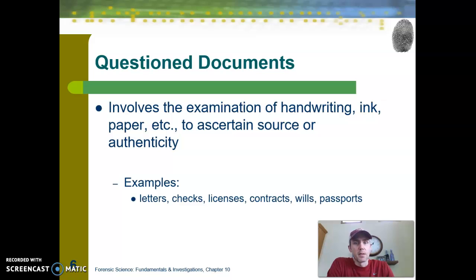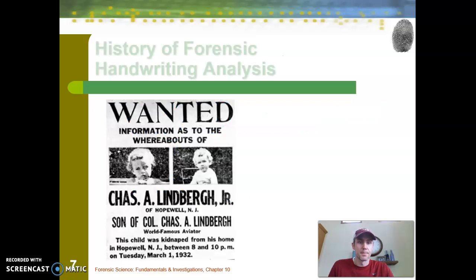When we look at documents, we're going to be looking at the handwriting, the ink, the paper to try to figure out if it is authentic. Authentic meaning real, and it is truthful. Some things that we would check for questioned documents would include letters, checks, licenses, contracts, wills, and passports. You have many documents in your life that are extremely important, and they are very powerful. So the document will determine what kind of crime is attempting to be committed.